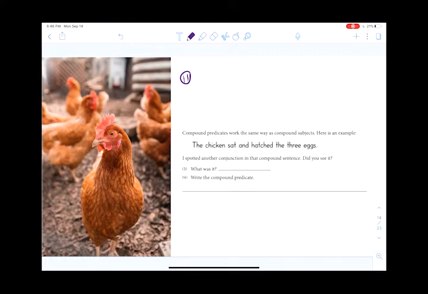Compound subjects and predicates make our sentences more interesting. They can even save us time. I spotted another conjunction in that compound sentence. The chicken sat and hatched the three eggs. Did you see it? What was it? You're right. It was and. Now, write the compound predicate.